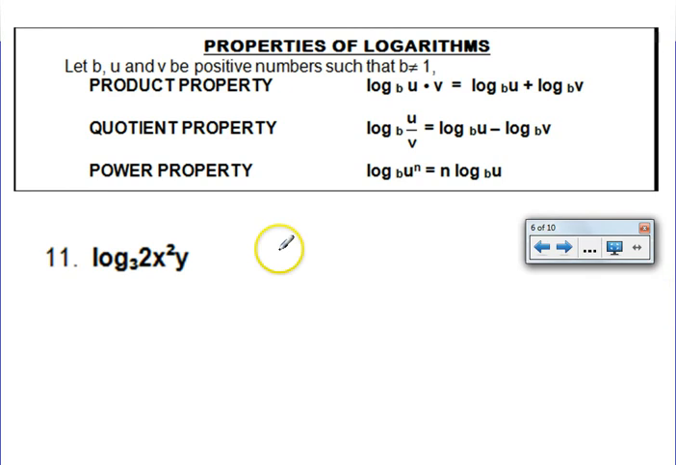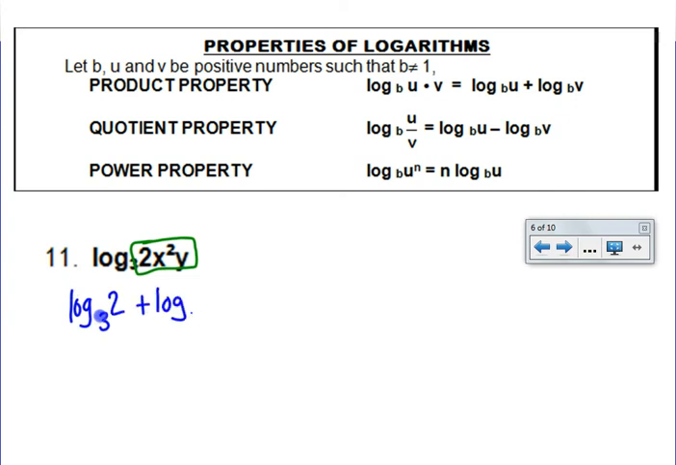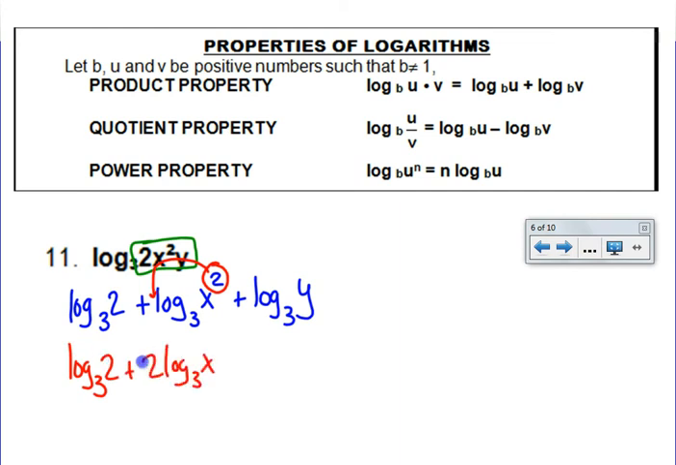Okay, number 11. Let's look inside of the logarithm and see what we have. I see a multiplication problem, another multiplication problem, and then a power problem, but it's only on the x. So I think the first thing I'm going to do is break this logarithm apart into its additions. So we've got log base 3 of 2 plus log base 3 of x squared, plus log base 3 of y. Some of you already know what to do to simplify that, and that's fine. Now the rest of us have finally caught up to you, and we realize that we're supposed to take this exponent and put it down in front. So our final answer is log base 3 of 2 plus 2 log base 3 of x plus log base 3 of y.